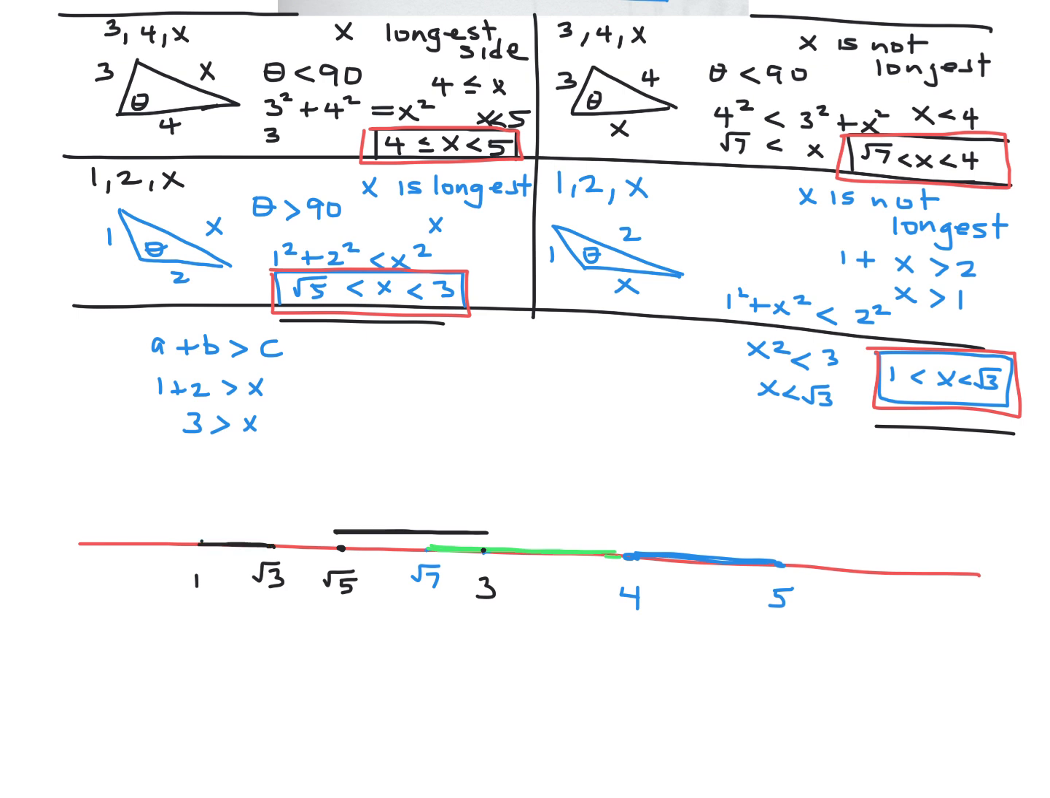That's completely out. What we are looking for is a common ground, and the only common ground I see is here. See, these two overlap, and that is between root 7 and 3. So that would be the solution. x between root 7 and 3 is the answer to this question.